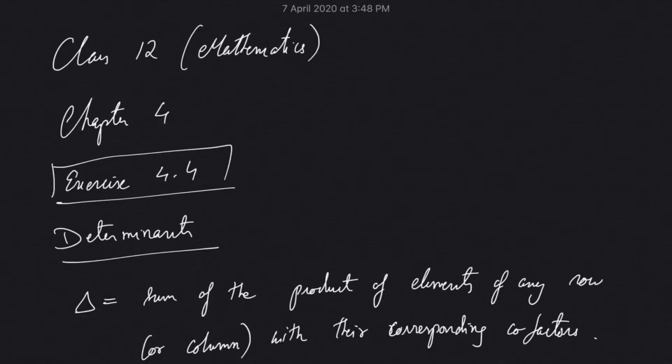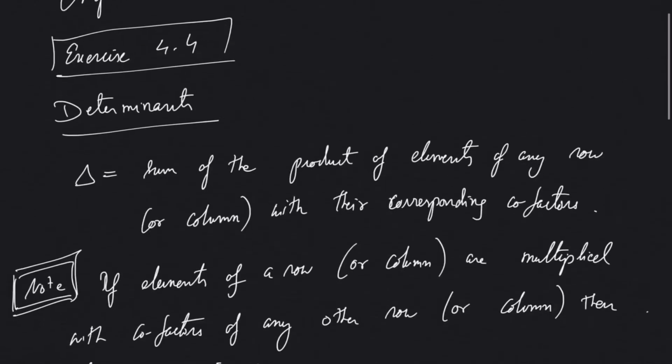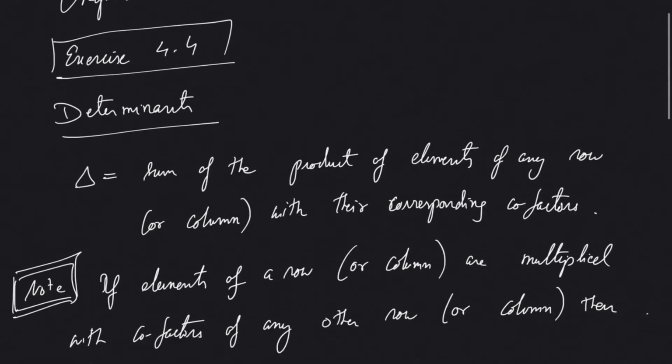Let's continue with class 12 mathematics chapter 4. Now here I'll go to exercise 4.4 because in the previous two videos we had actually discussed what are determinants. So this exercise is very much a continuation of that same topic only. It's just that before this we will be requiring some properties of determinants.